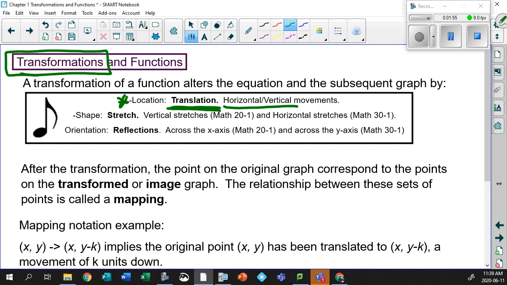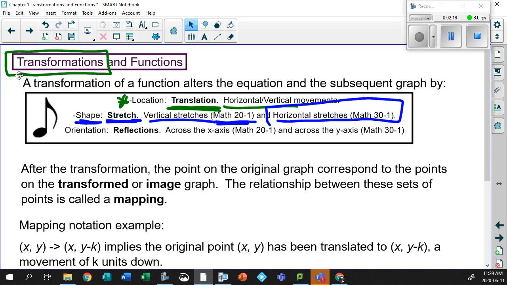That's it, okay? Now, the other thing, remember the stretches that we did, making it wide or narrow? This is going to change the shape of our graph. We're going to call that a stretch. So they're called vertical stretches. That's what we did in Math 20-1, where we made it narrow or wide. But now in Math 30-1, we're also going to do something called horizontal stretches as well, which is going to open up a whole new can of worms for us. But the thing is, it always follows the same pattern. I'll show you what we mean as we're going through this.